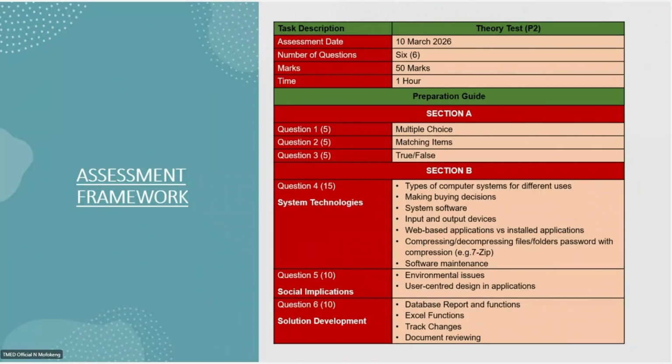Then the Excel functions: please be able to explain the functions, even the functions from grade 10 and 11, they are still relevant to be assessed in your grade 12 paper. Your most common functions, your sum, your max, your mean, your count if, sum ifs, you name them, all those basic functions. Like I've said, you don't need only to know how to use them, but you should also be able to explain what this one is used for, when to use this one, why you use this one and not the other one.